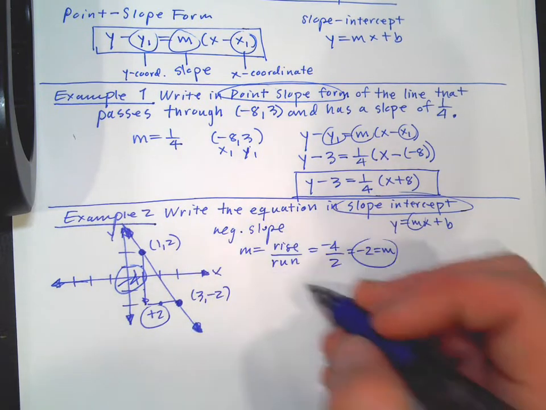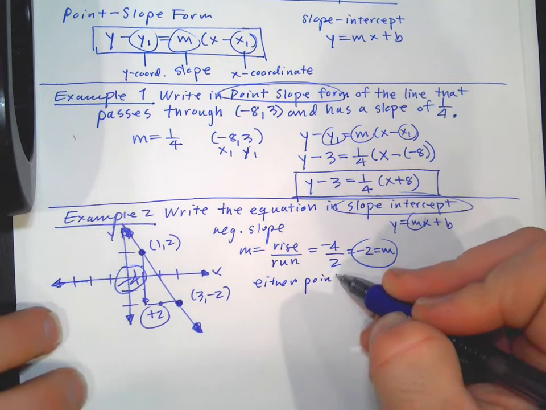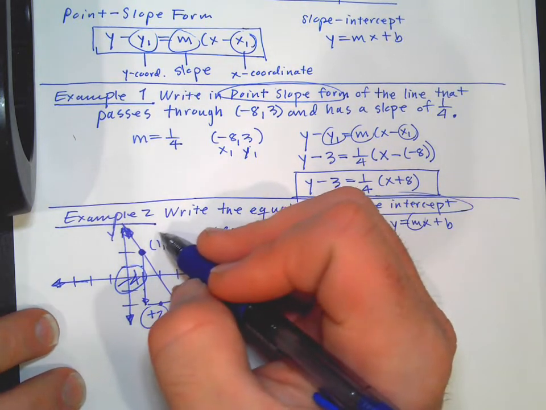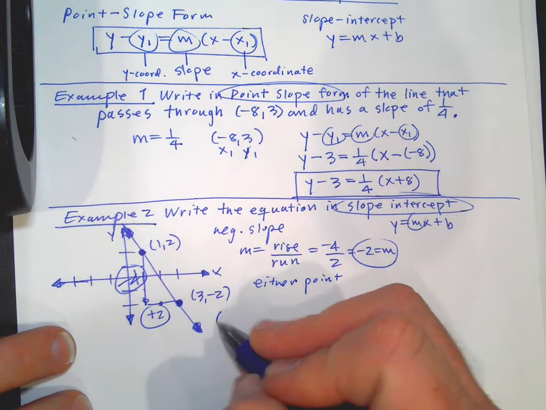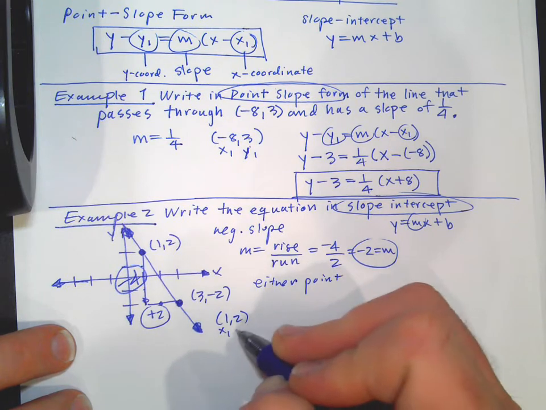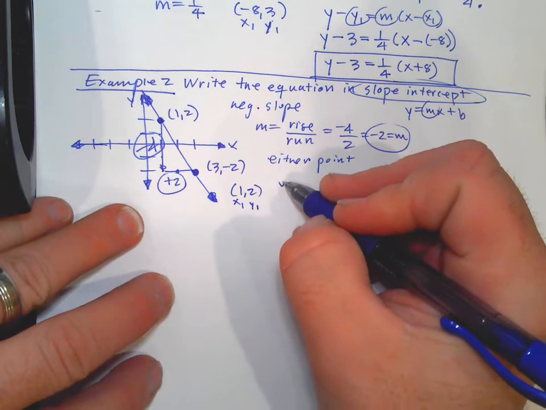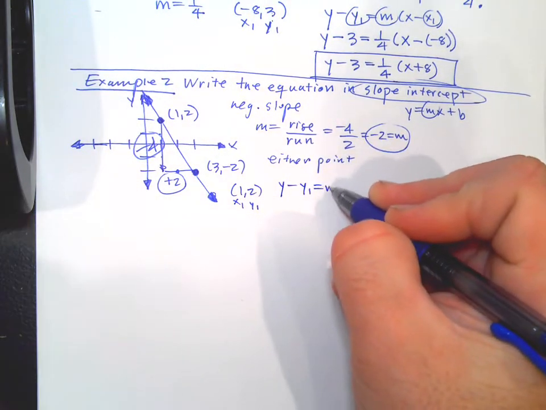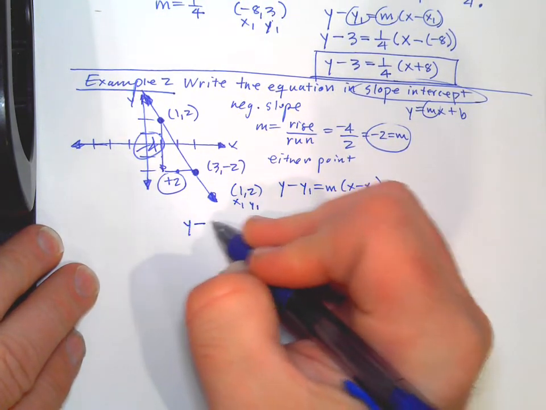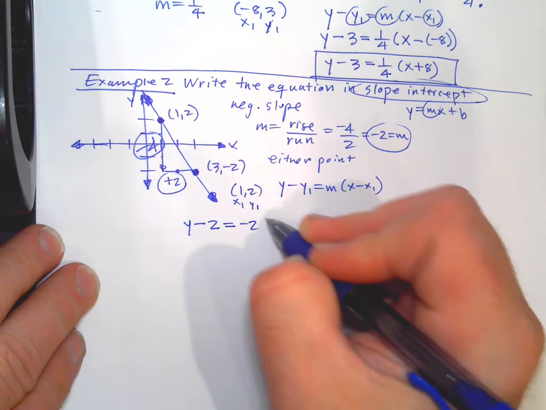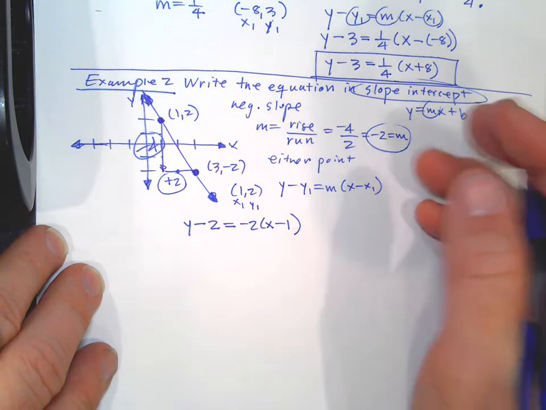And either point, in fact, I'm going to show you both ways, either point could be your x1, y1. So let's go with 1 comma 2 as our x1, y1. And so then we're going to do point-slope form. So point-slope form is y minus y1 equals m times parentheses x minus x1. So I'm going to plug them into that. Y minus 2 equals negative 2 times x minus 1. And that's point-slope form. That's good.